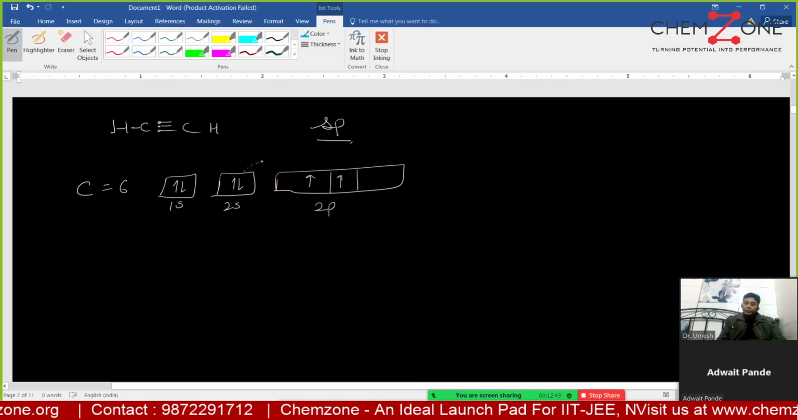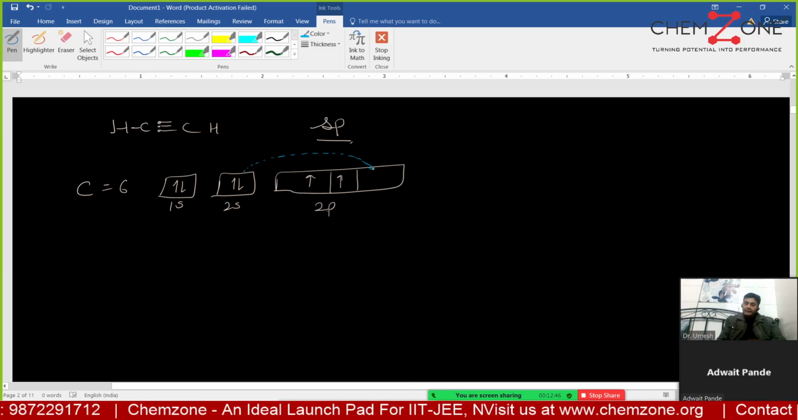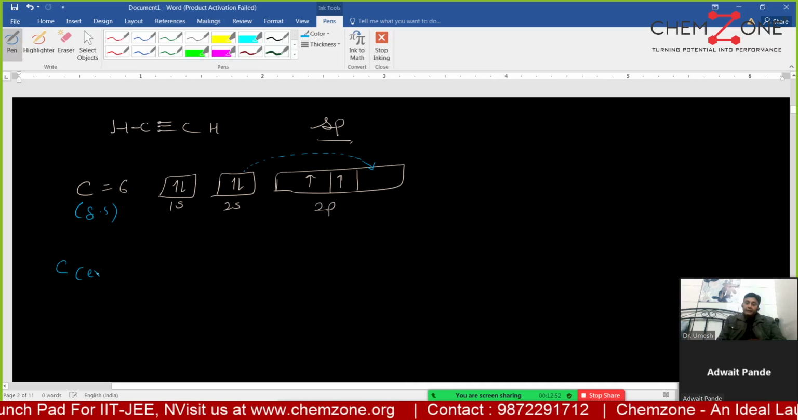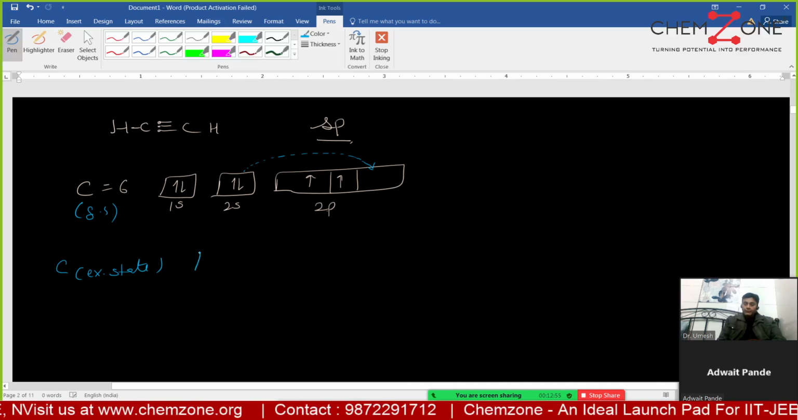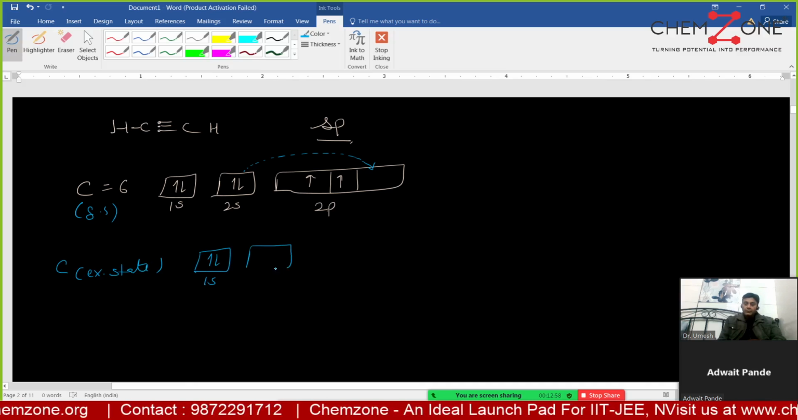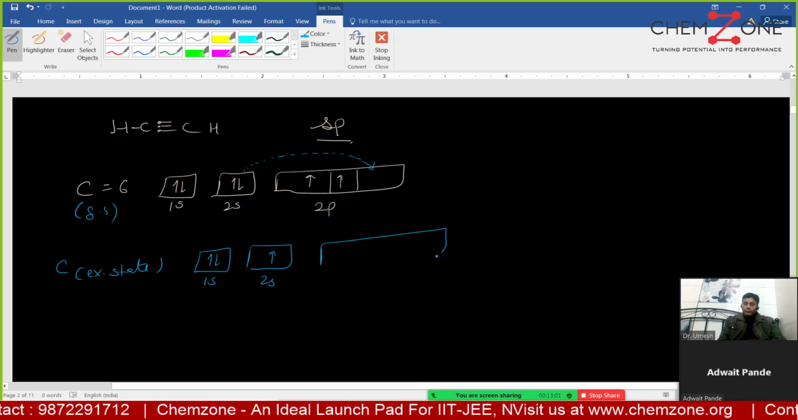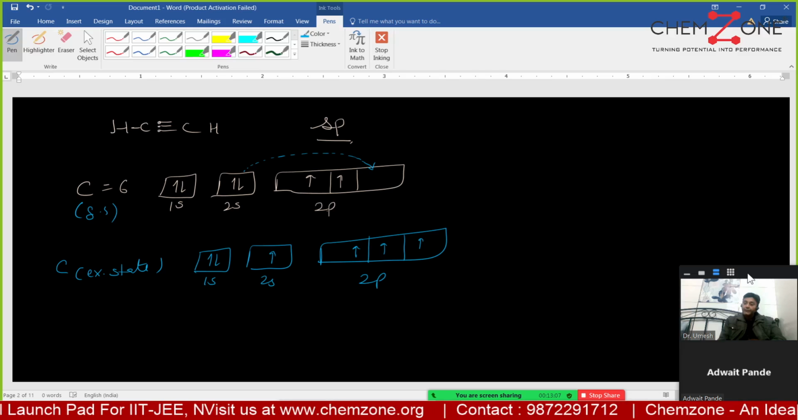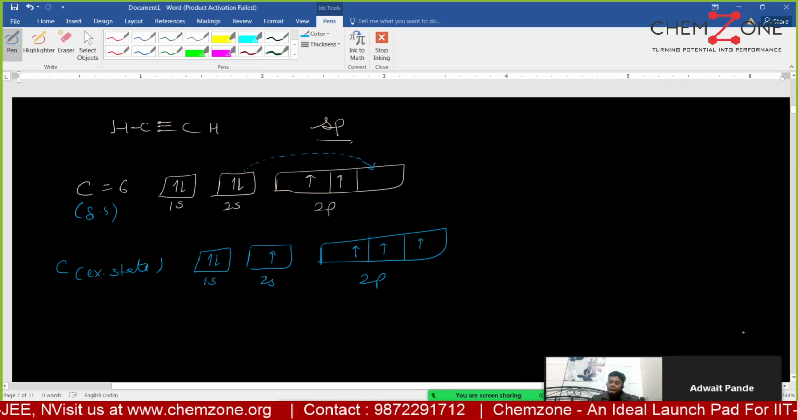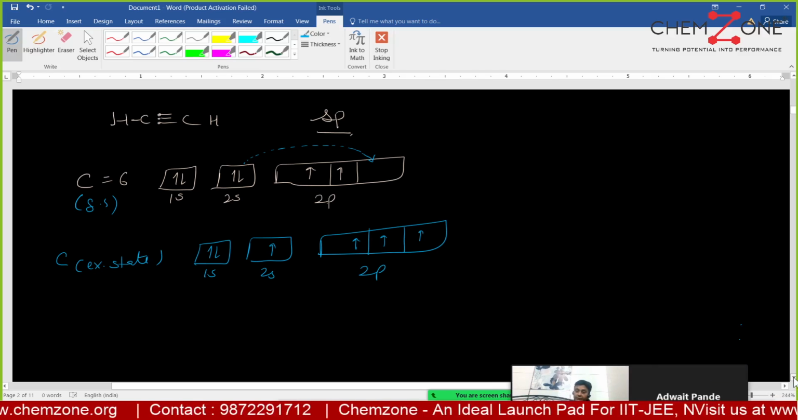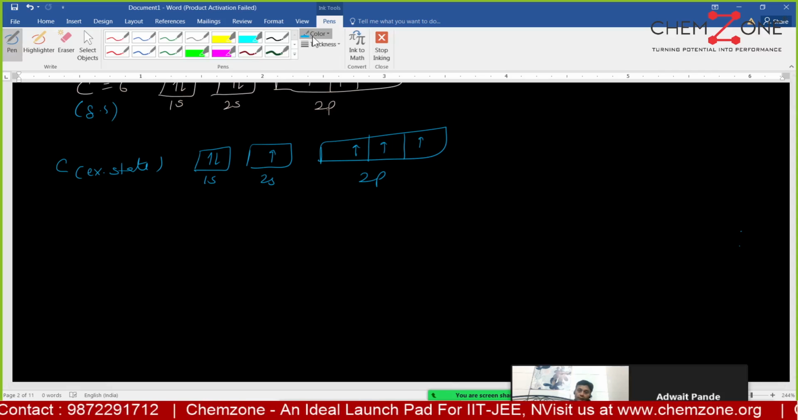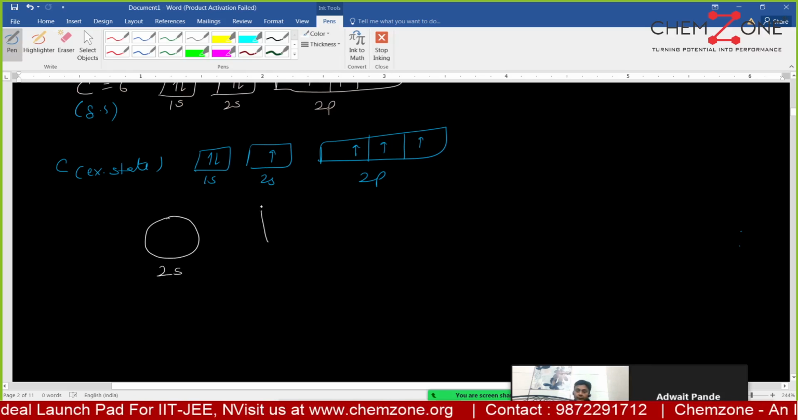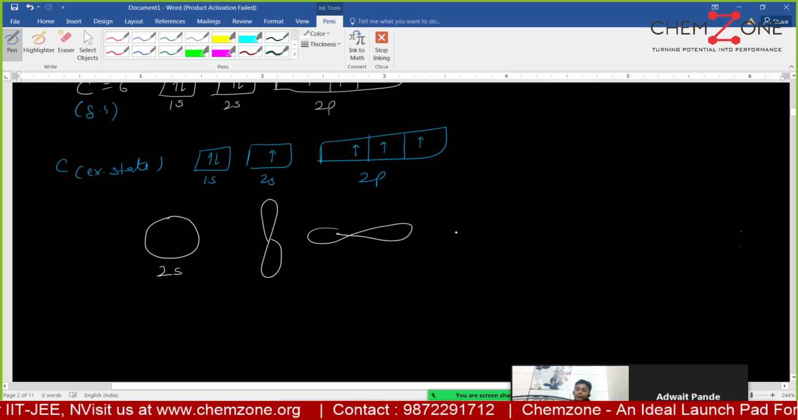So one electron from 2s gets excited here, and now from the ground state this carbon is in the excited state, where it has now 4 unpaired electrons, now capable of making 4 bonds. And this is a 2s orbital here. It's a 2px, 2py, and 2pz orbital.